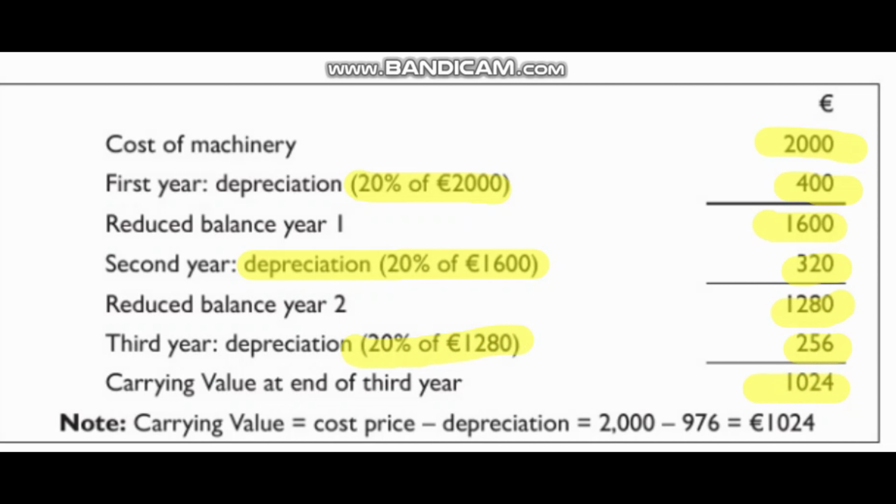You'll have the cost price of the asset at the beginning of the year, which was 2,000 euros, and then your total depreciation, which has accumulated over 3 years, which is basically your 400 euros plus the 320 euros plus the 256 euros, which comes to 976 euros. So at the end of year 3, your carrying value is 1,024 euros.